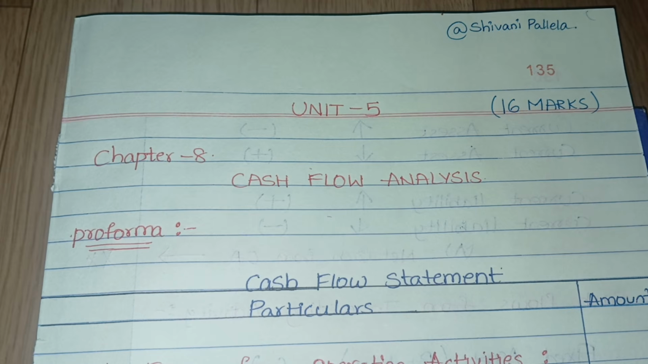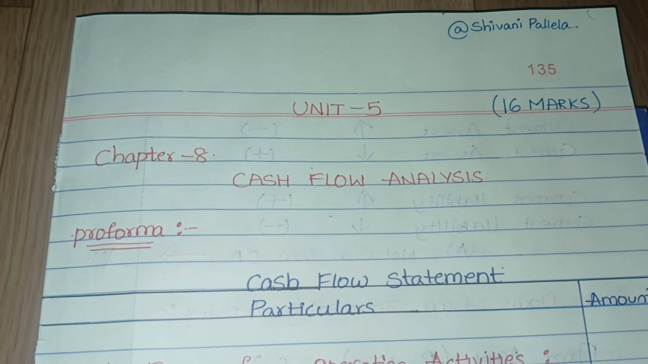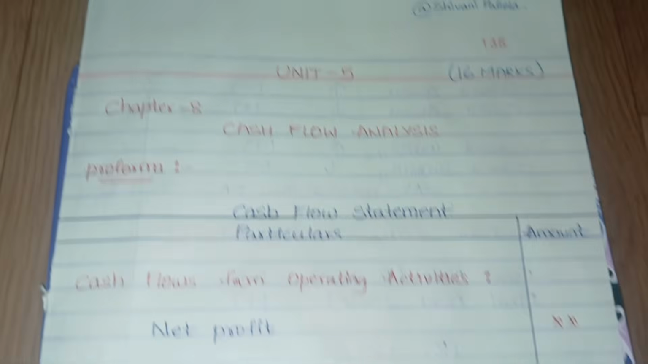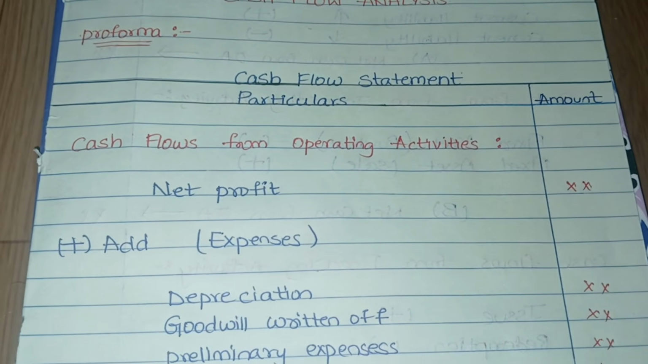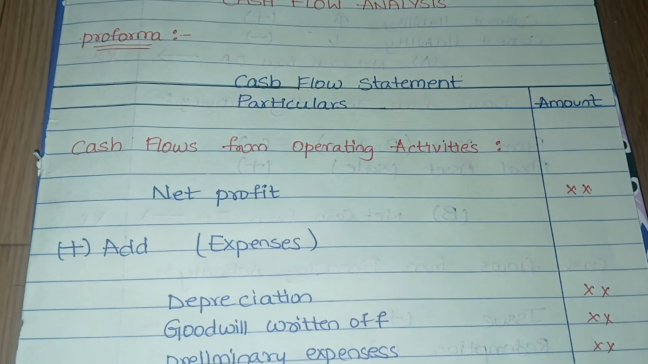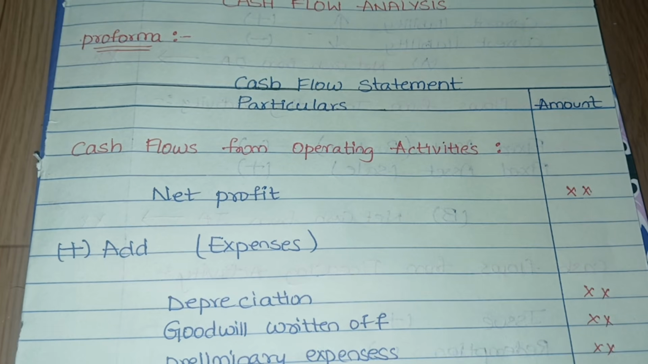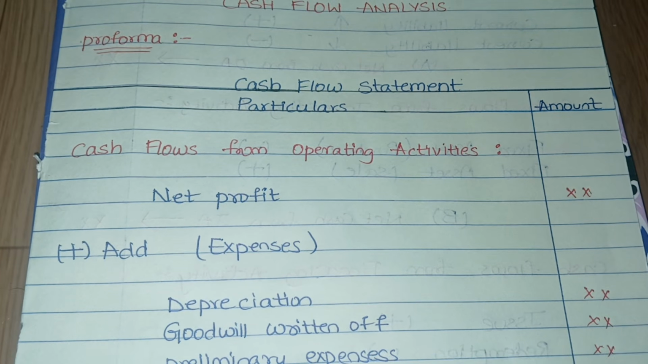So you have only one topic, as many of the students feel that cash flow is the hardest topic in your CCMA. This video will help you understand the full concept of this topic in an easy manner. Coming back to the proforma, when you understand the proforma, the topic, the syllabus and the chapter, you can easily understand it.